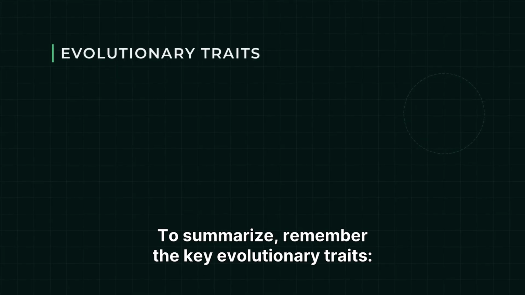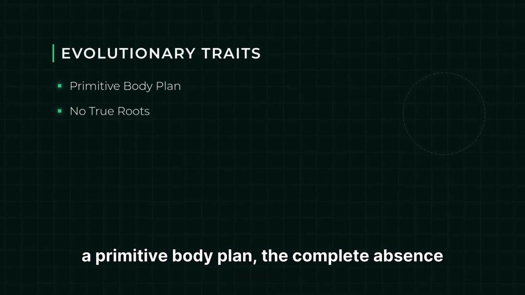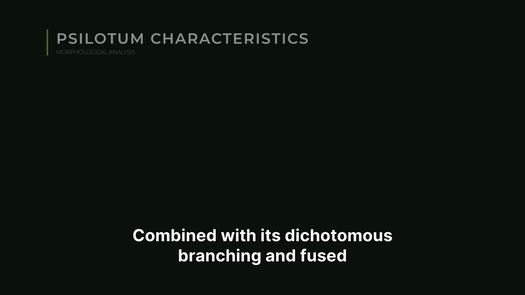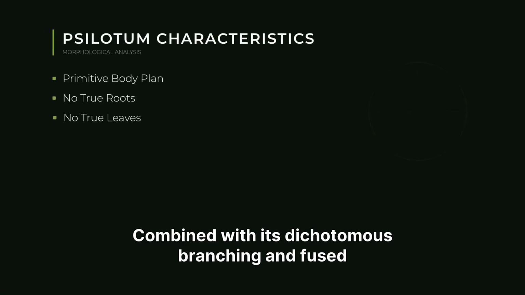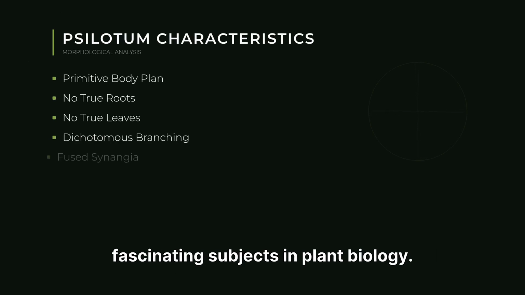To summarize, remember the key evolutionary traits: a primitive body plan, the complete absence of true roots, and no true leaf structures. Combined with its dichotomous branching and fused synangia, Psilotum remains one of the most fascinating subjects in plant biology.